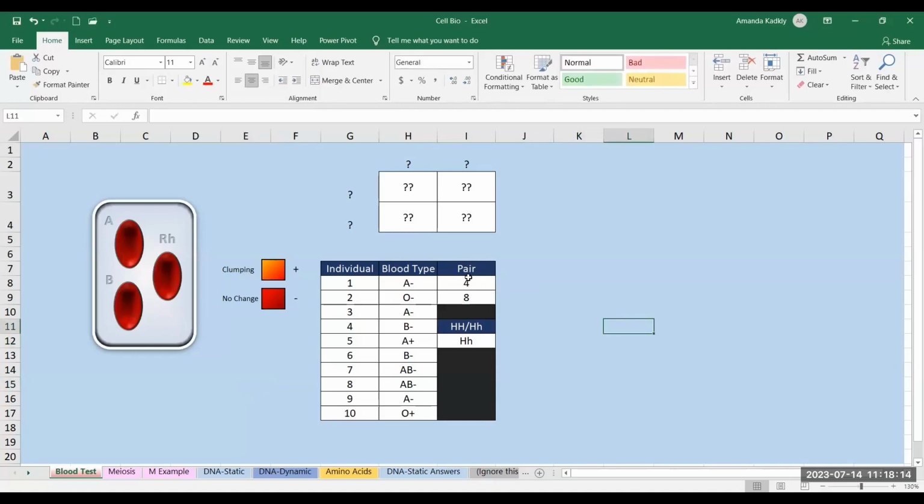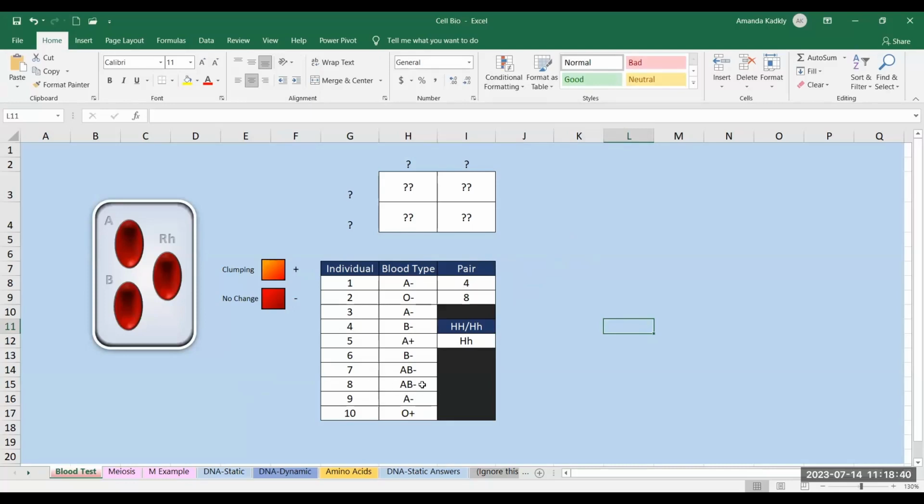So 4 and 8. Keep in mind the spreadsheet's constantly changing, so you just take a snapshot of what data you want to use. It doesn't necessarily matter a whole lot, but individual 4 and 8, let's say. So 4 is B negative, 8 is AB negative.